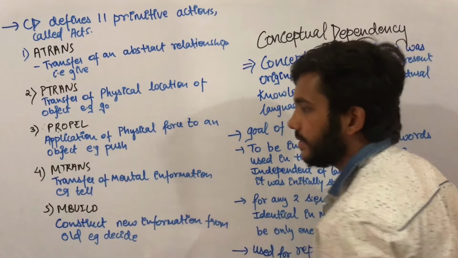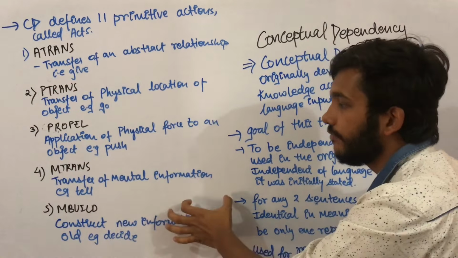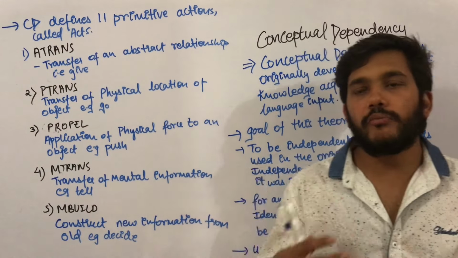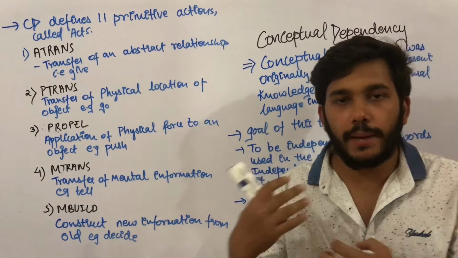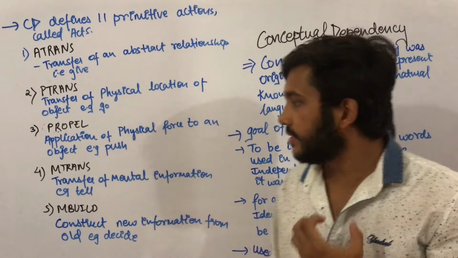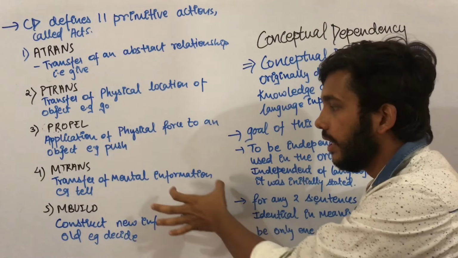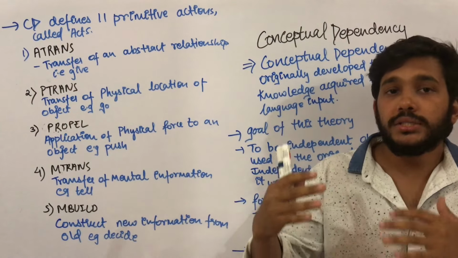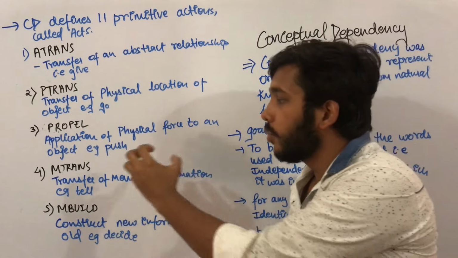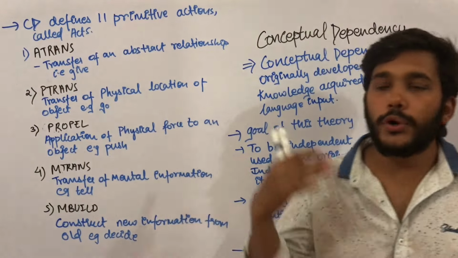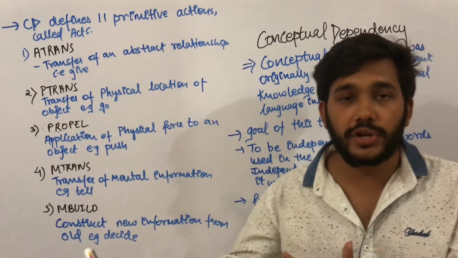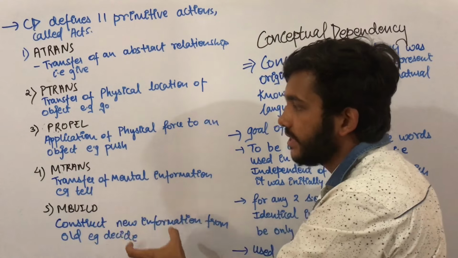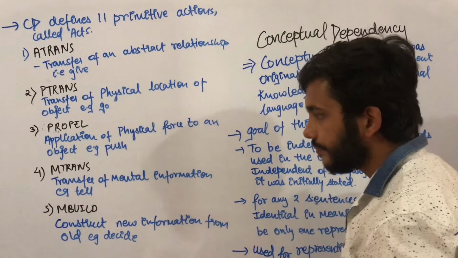Fourth is mtrans, transfer of mental information. Example, tell. I have some information present in my mind, and now I am telling this information. That is transfer of mental information. Whatever information is stored in my brain, I am going to transfer it by telling stories or by giving knowledge. For this type of statement we have mtrans.